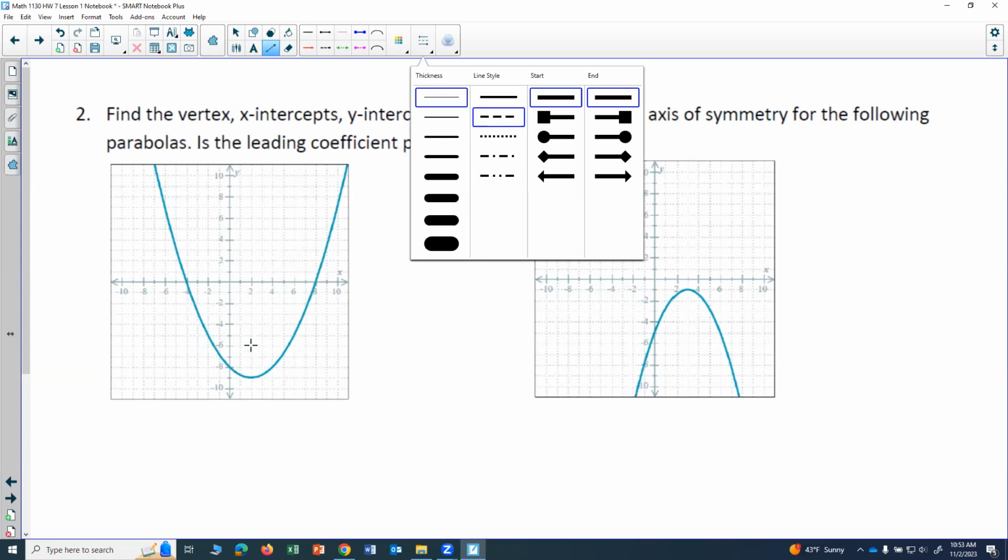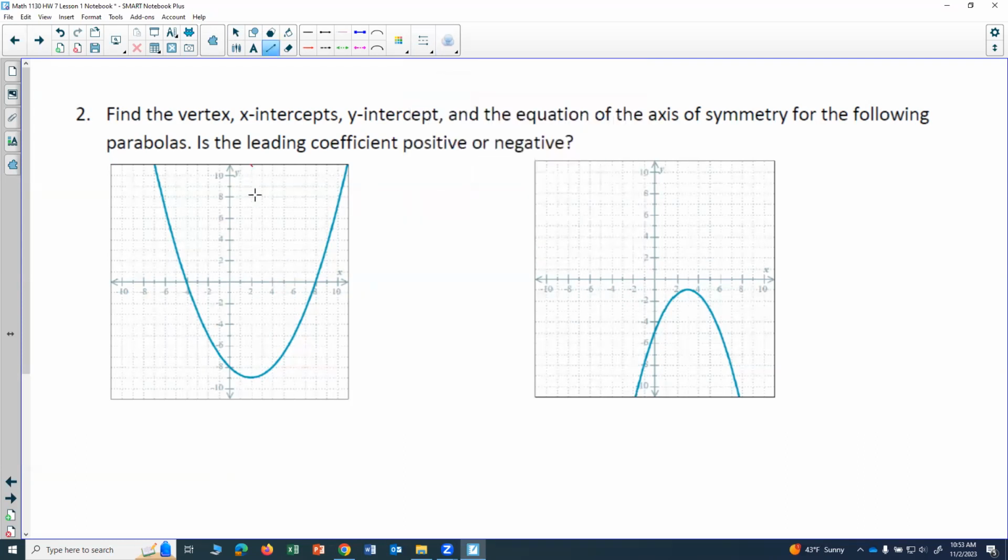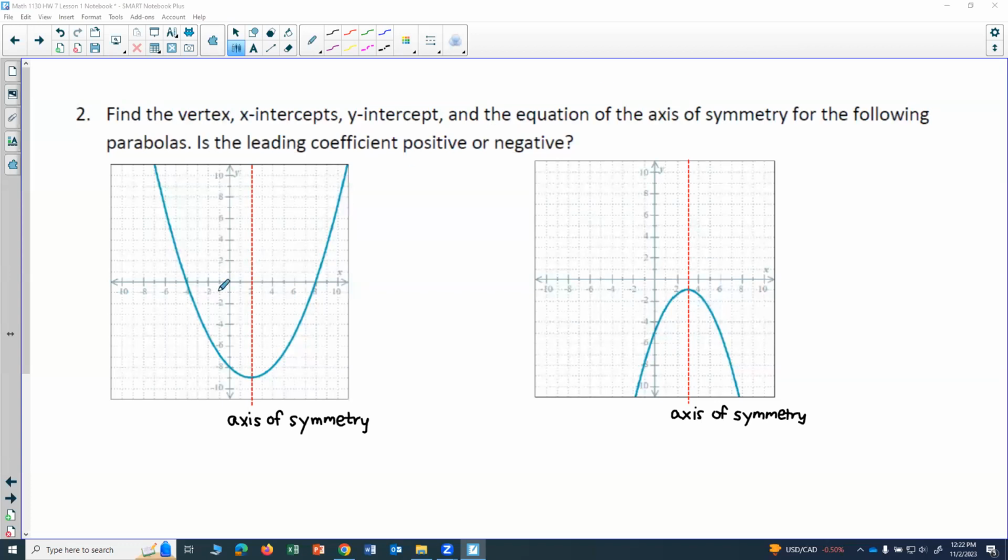So let me just draw that in on both of my graphs. There's the axis of symmetry for the first graph. Here's the vertex of the second graph. And there's my axis of symmetry. So coming back to this first graph, the upward facing parabola, the axis of symmetry is going to be x equals 2, because you can see that 2 is the value of x at the vertex.